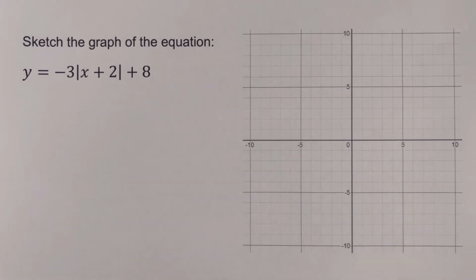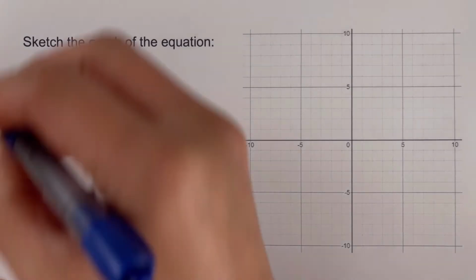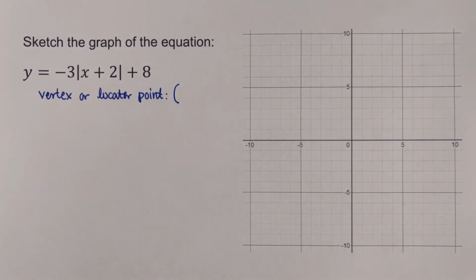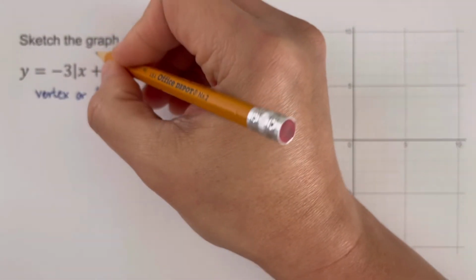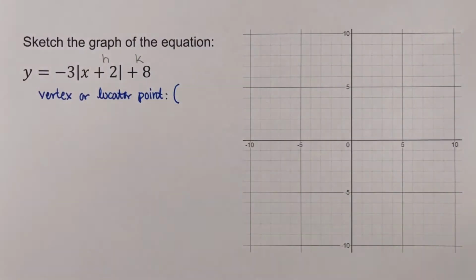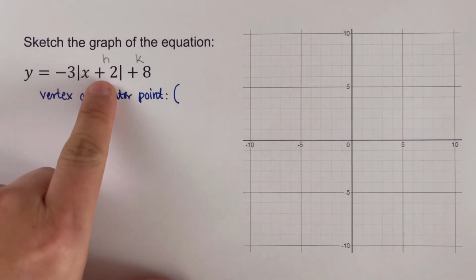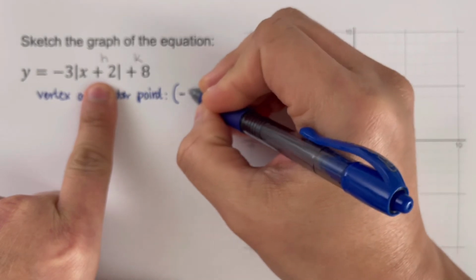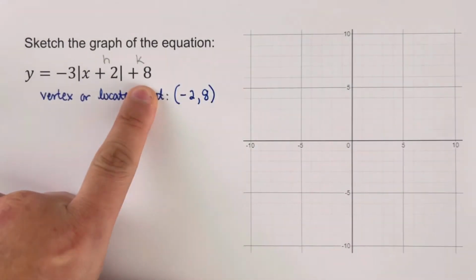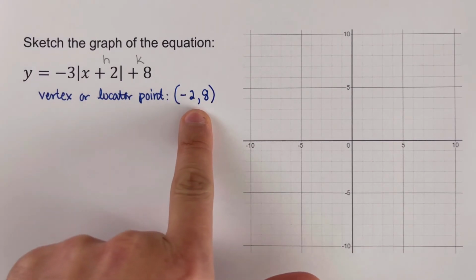Okay, so we go over the problem here. Again, the first step is to determine the vertex or the locator point. I'm going to go ahead and write that down here. Vertex or locator point is represented as HK, so this will be our H and this will be our K. To determine the coordinates, the trick is switch the sign of the H, so this would be negative 2, and then keep the K, that would be a positive 8. And so this is our vertex or locator point.